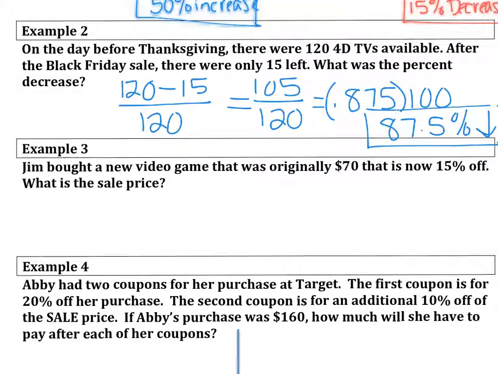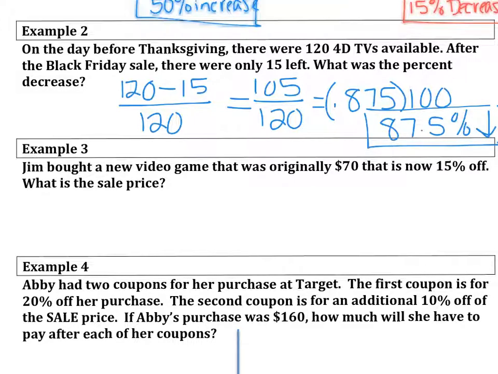Okay, in example 3. Jim bought a new video game that was originally $70 that is now 15% off. What is the sale price? So in this one, it is a decrease problem, but we don't necessarily have to use the formula. In fact, it might be slightly easier if we instead just figure out what 15% of that original price would be and then deduct it from the original price to find the sale price.